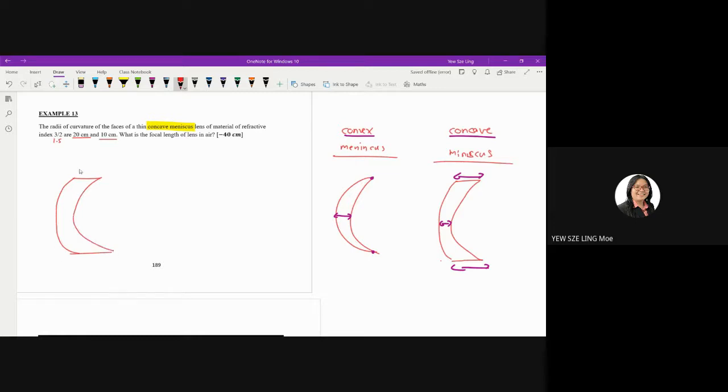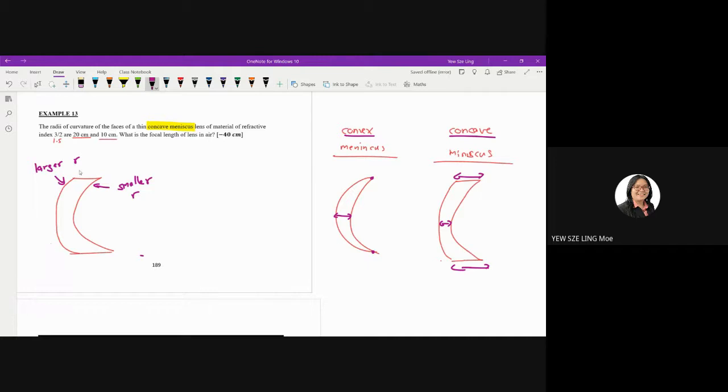If you look at this diagram, which surface has a larger radius? Which one has a larger radius? It's quite obvious that this outer surface should have a larger R compared to the inner surface, the inner part. Here comes with a smaller R, because it's more curved. The one that is more curvy comes with a small R.